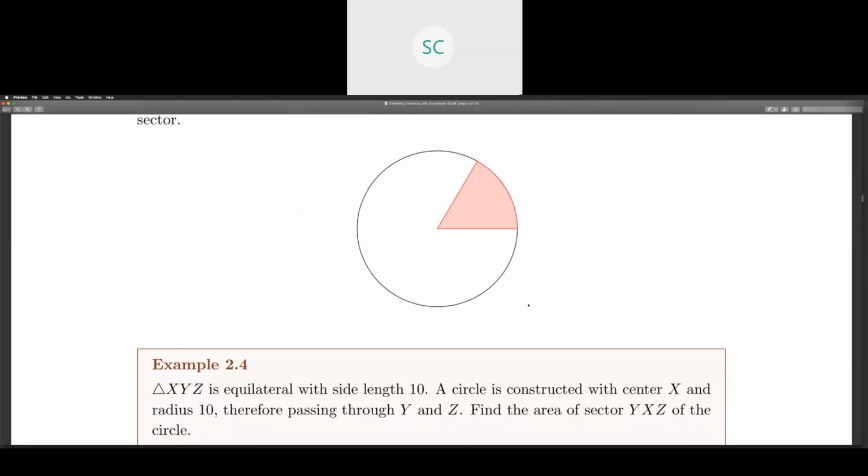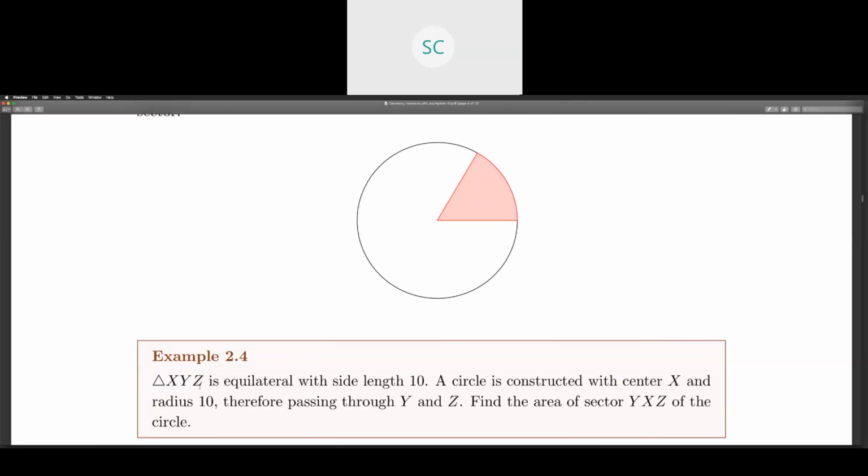So now we're going to use a sector in the next example. So go ahead and take this one. You're given a triangle that is equilateral with side length 10, and a circle is constructed with center x and radius 10. So it must pass through y and z because they're all 10 units away from x, right? So we want to find the area of sector y, x, z in the circle. I'm going to give you guys about 2 to 3 minutes to do this.